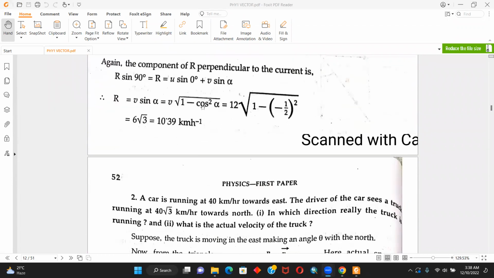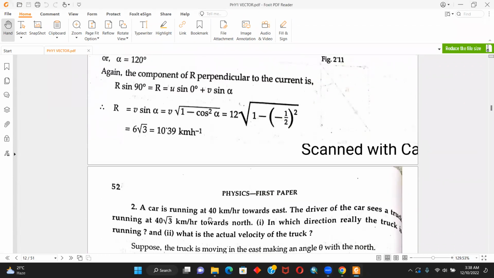All right. So now let's do another math. A car is running at 40 kilometer per hour towards east. The driver of the car sees a truck running at 40 √3 kilometers per hour towards north. In which direction is the truck really running, and what is the actual velocity of the truck?